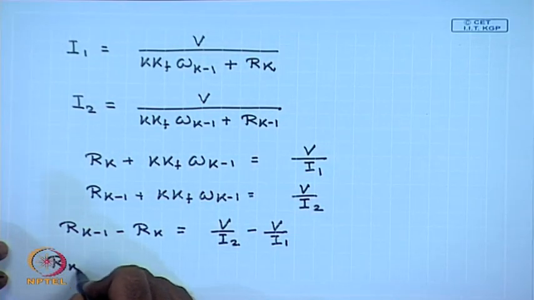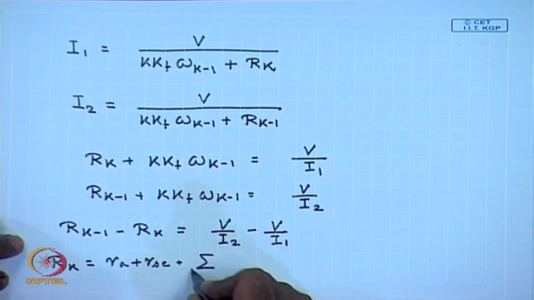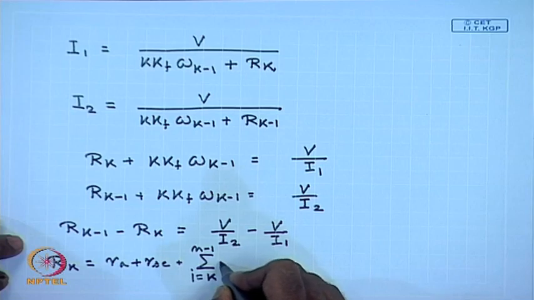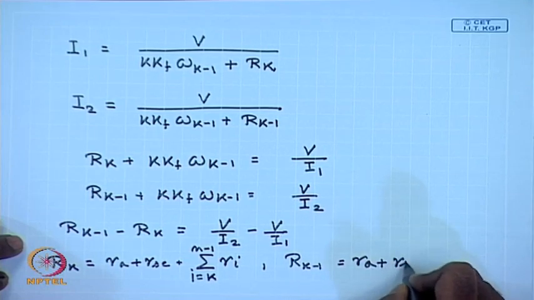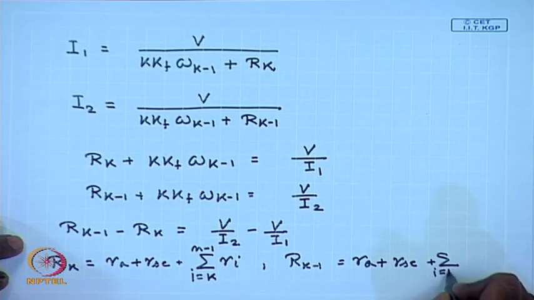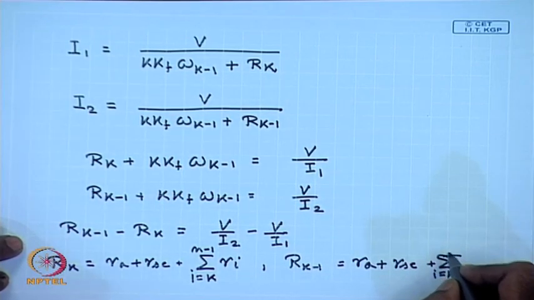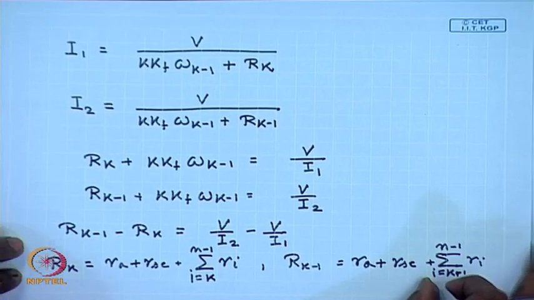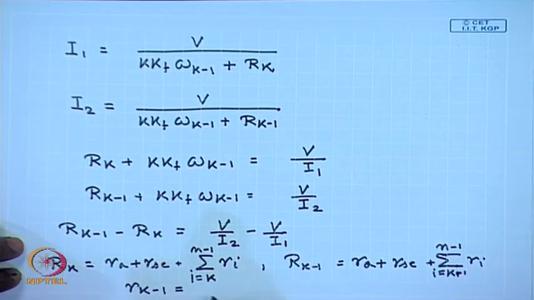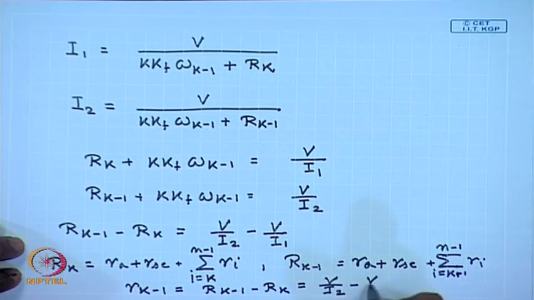Rk equal to Ra plus Rac plus sigma RI, i equal to k to n minus 1, whereas R(k-1) equal to Ra plus Rac plus sigma RI, i equal to k minus 1 to n minus 1. So, small r(k-1) equal to R(k-1) minus Rk equal to V divided by I2 minus V divided by I1.